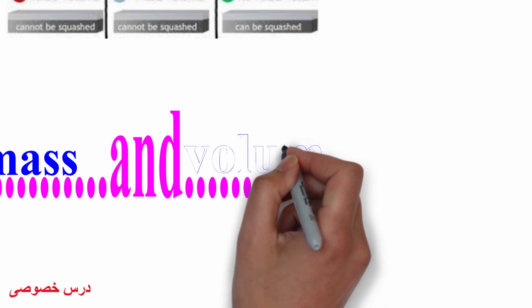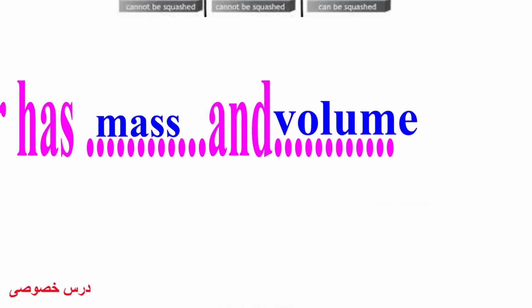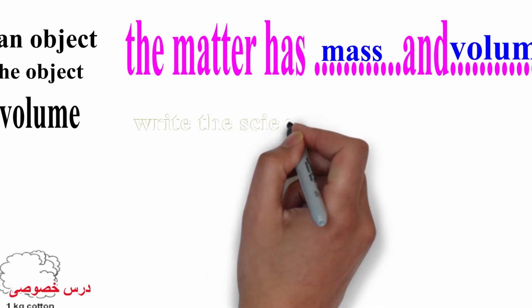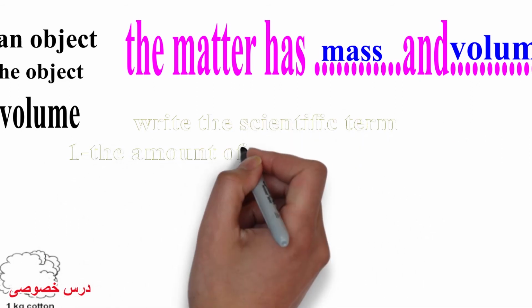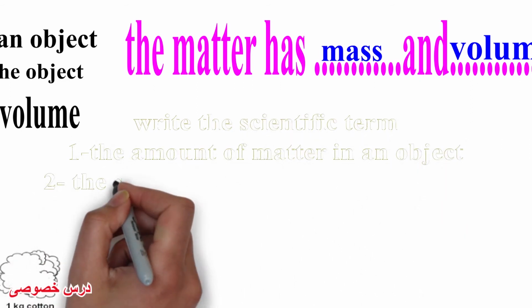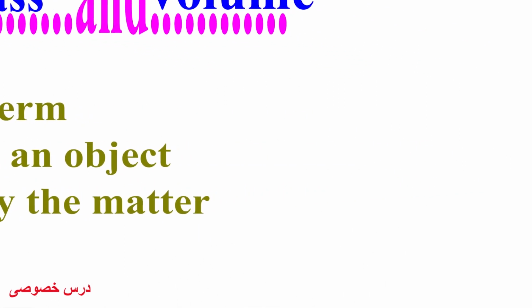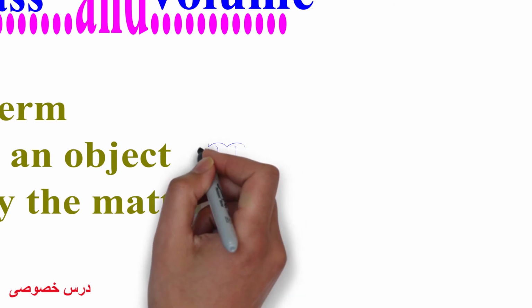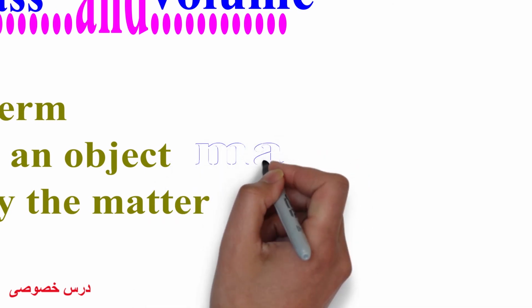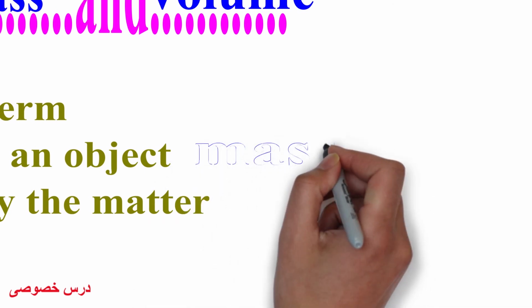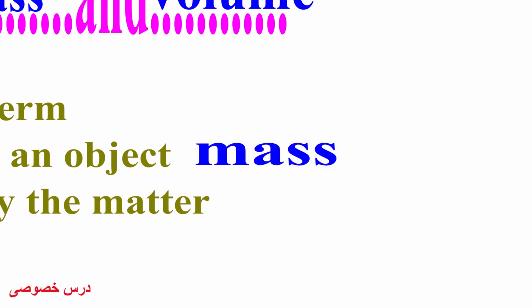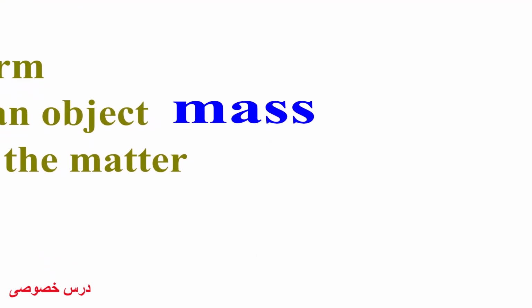Question number 2. Write the scientific term. The amount of matter in an object. What is that? Yes, of course, it's called mass. When you hear amount, remember mass. Amount equals mass.